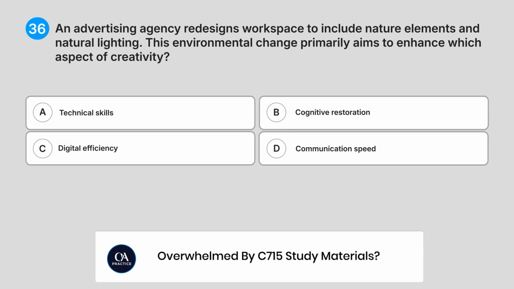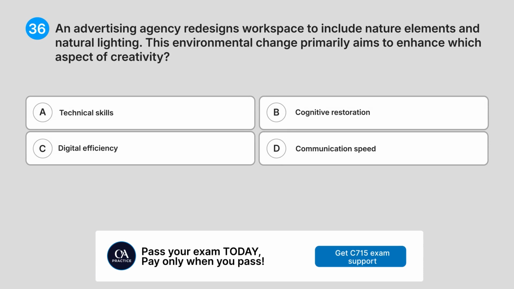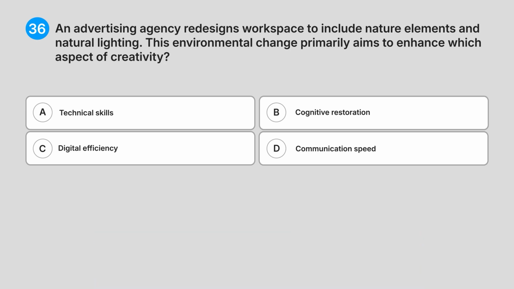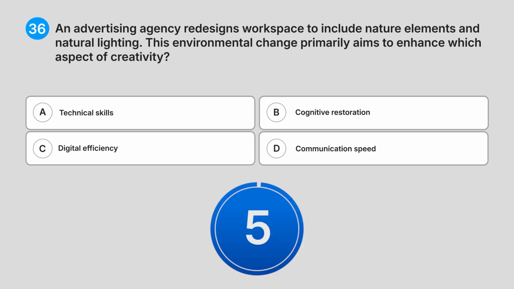36. An advertising agency redesigns workspace to include nature elements and natural lighting. This environmental change primarily aims to enhance which aspect of creativity? A, technical skills, B, cognitive restoration, C, digital efficiency, D, communication speed. Can you guess the answer?